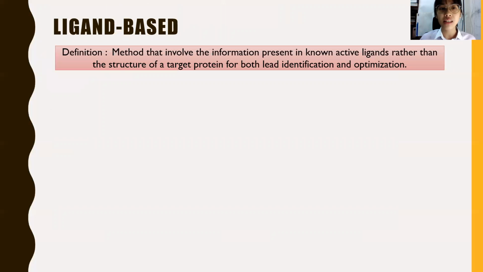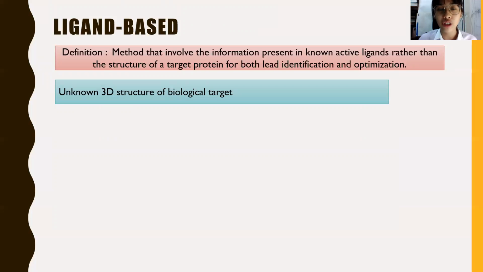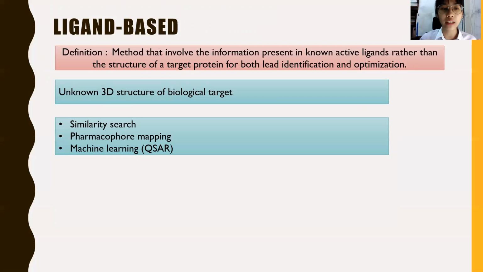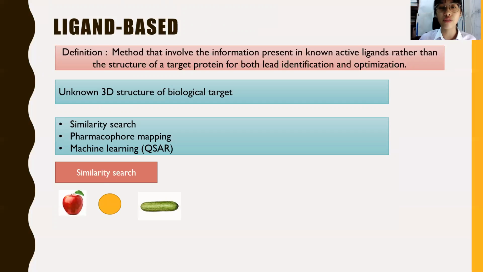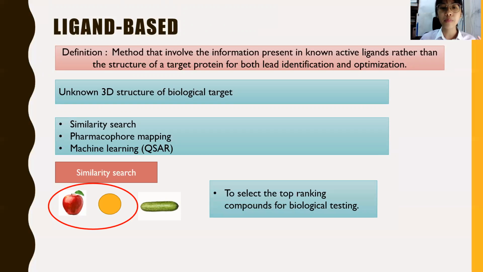The next method is the ligand-based. It is the method that relies on the knowledge of other molecules that bind to the target of interest, because the 3D structure of the biological target is unknown. It involves three components. The first one is a similarity search. It is a method for screening databases to identify the molecules that are most similar to the defined reference structure.